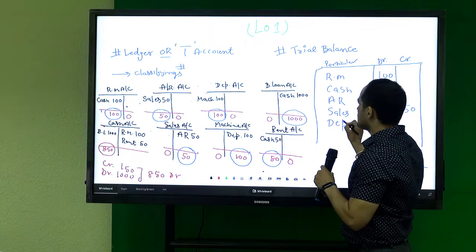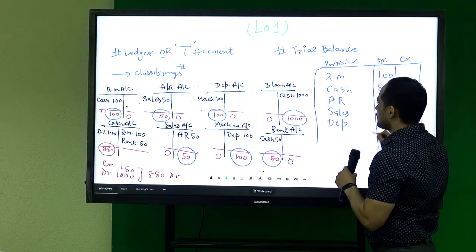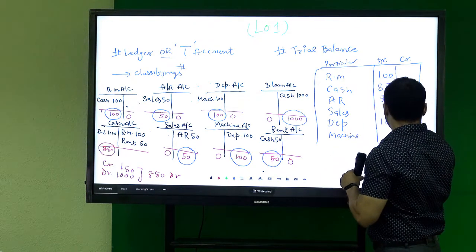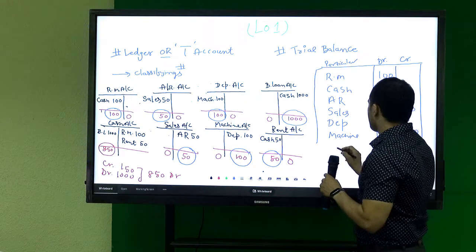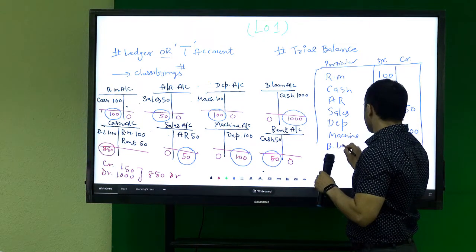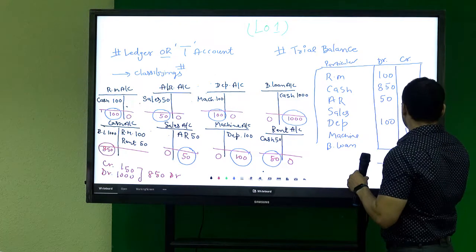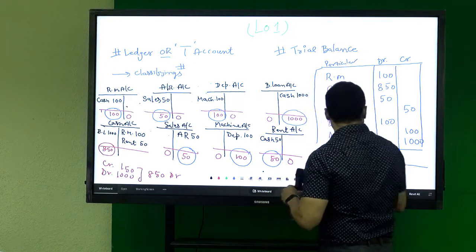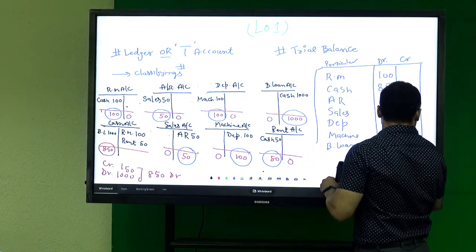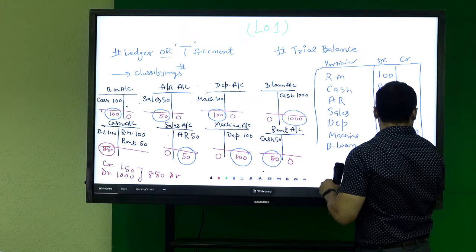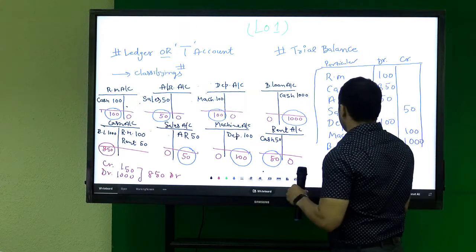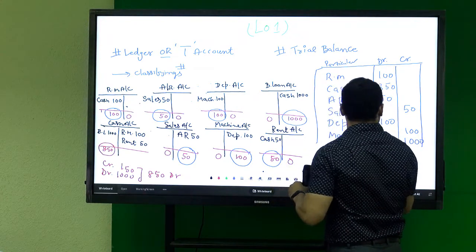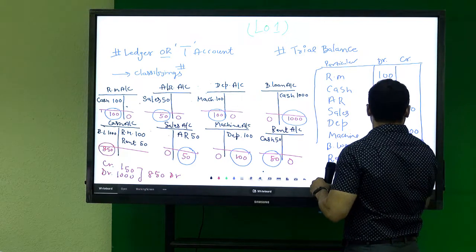depreciation debit 100, machine credit 100, bank loan credit 1,000. And next is the rent. Rent debit is 50.